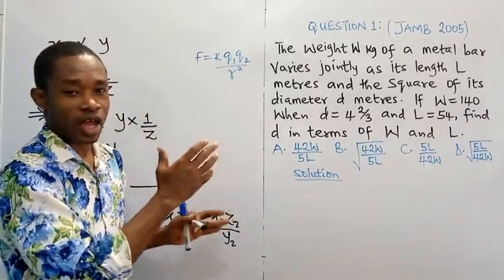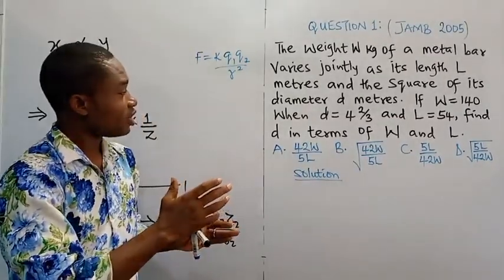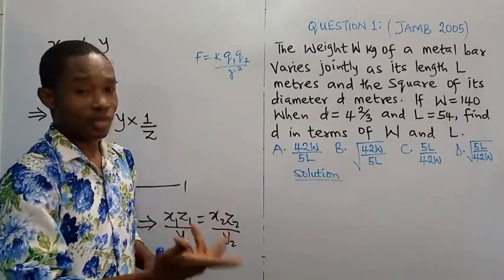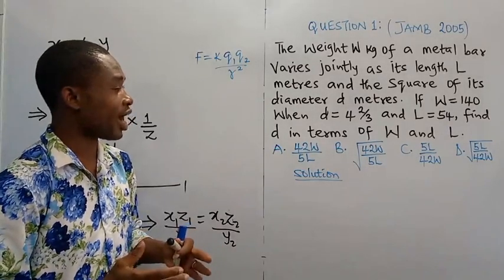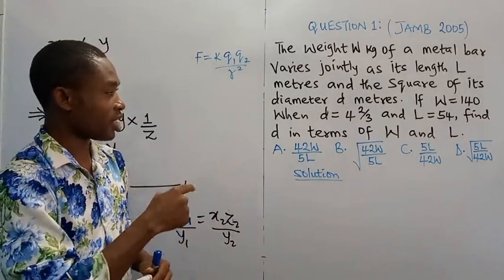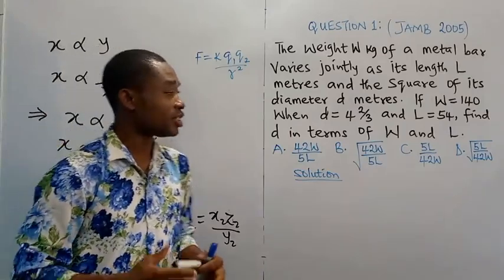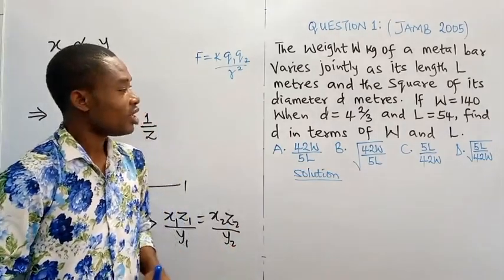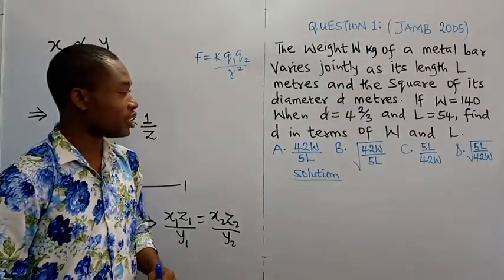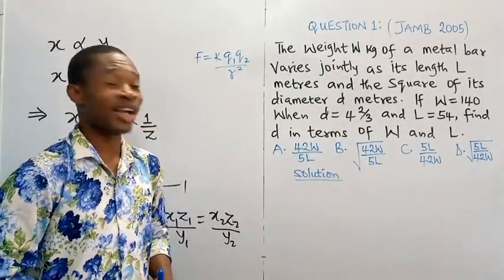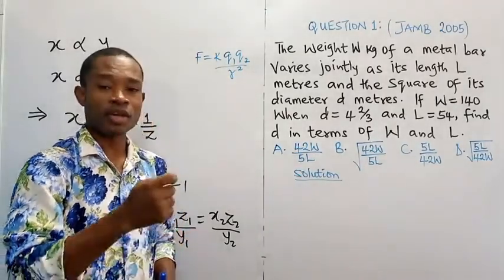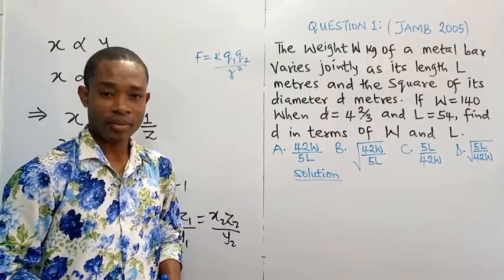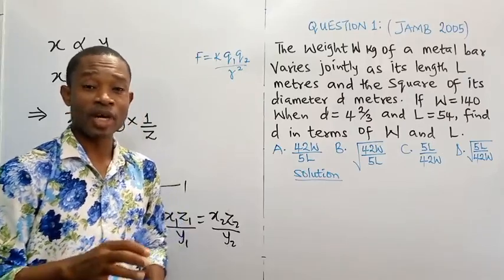Alright, so we've got our first question here. The weight W in kilogram, kg, of a metal bar varies jointly as its length, L, in meters, and the square of its diameter, D, in meters. If W equals 140 when D equals 4 whole number 2 over 3 and L equals 54, find D in terms of W and L. Find D in terms of W and L.